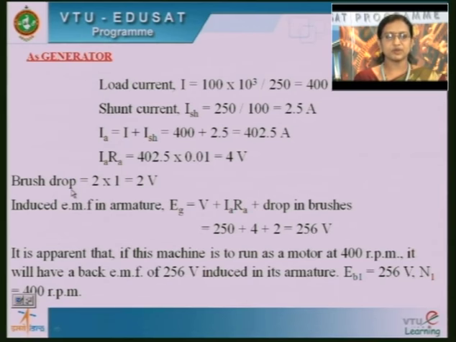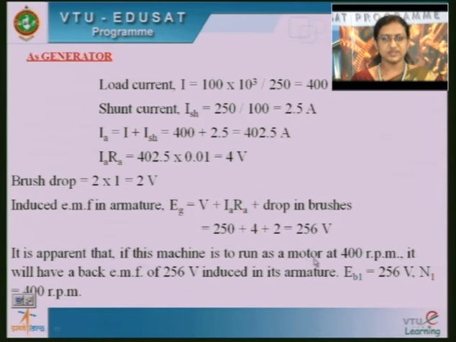Also in this problem, they have mentioned the brush drop. Since the brush drop per brush is 1 volt and we have 2 brushes, we multiply by 2, so the total brush drop is 2 volt. The induced EMF in armature EG is equal to V plus IARA plus drop in brushes. Substituting these values, we get 256 volts. So if this machine is to run as a motor at 400 rpm, the back EMF will be the same, because the equations for EG and EB are the same. So EB1 is equal to 256 volts.